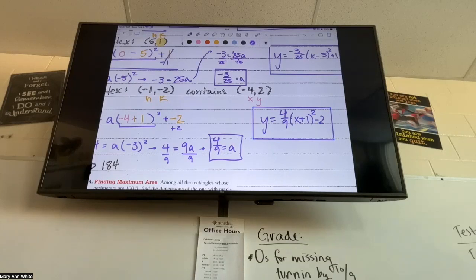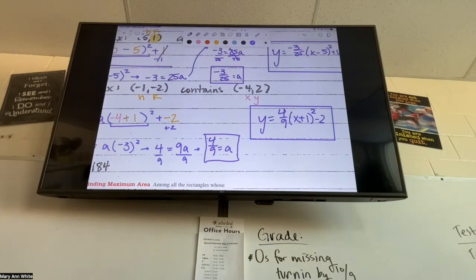I think I did that right. Does that look good to you guys? It's really easy to plug the wrong point in. I know in F period the other day, I plugged the point it contains in instead of the vertex. So make sure that you're using the vertex, not just the other point. It's a very small thing, but it's an easy mistake to make.